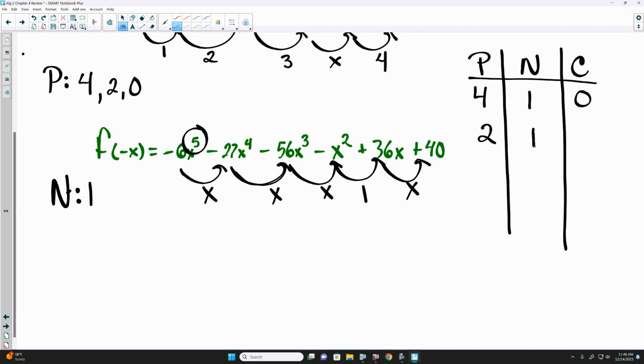And let's see how many we have. 2 positives, 1 negative gives us a total of 3 solutions. How many do we need? So how many are we missing? That means we have 2 complex.